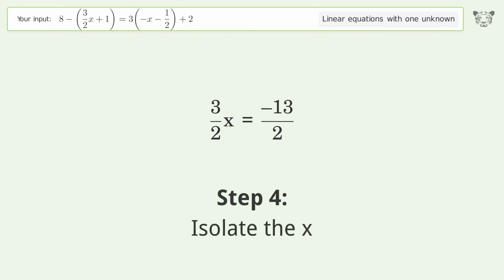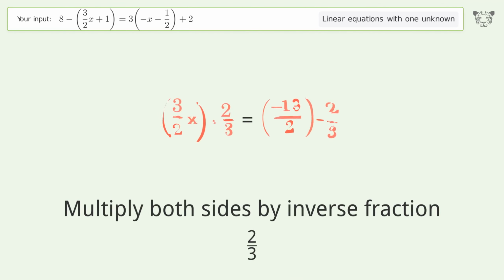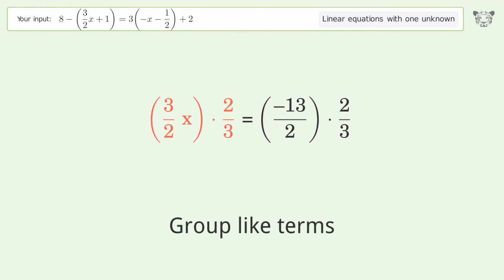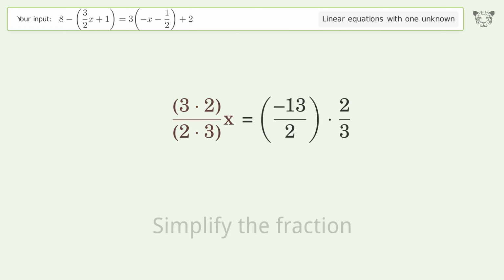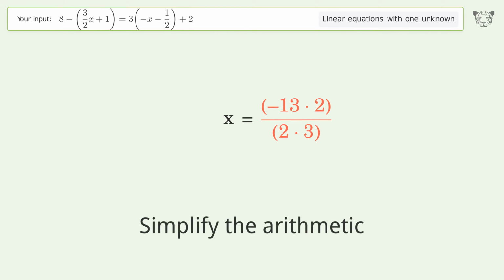Isolate the x. Multiply both sides by inverse fraction 2/3. Group like terms. Multiply the coefficients. Simplify the fraction. Multiply the fractions. Simplify the arithmetic.